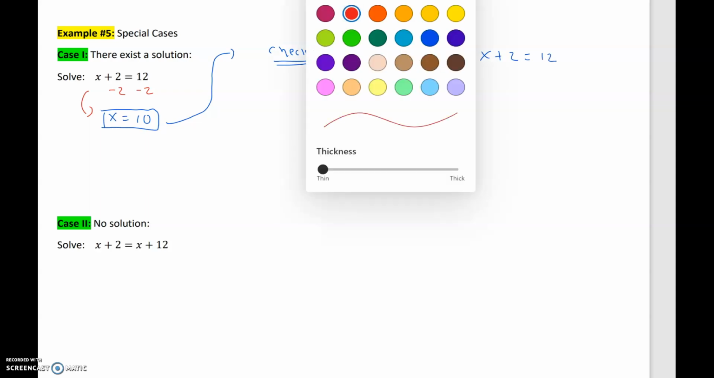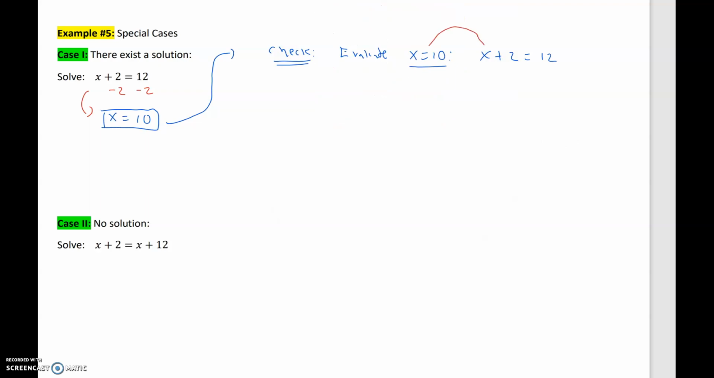And you wouldn't expect any surprises to occur here, because you're going to have 10 plus 2 is equal to 12, or 12 is equal to 12, which means it checks out. Now, here's the problem. Not all the problems that you're going to be solving are going to be case number one, where you're able to solve it and then you plug in the solution and it works out.